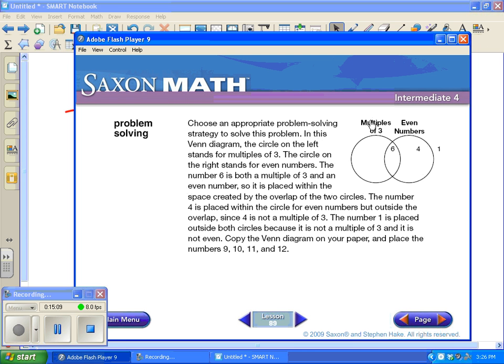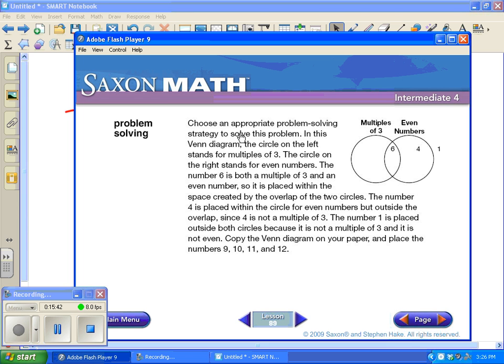Problem solving. Here we have a nice Venn diagram. Let's read the labels first of all. We've got multiples of 3 fit inside this circle, and even numbers fit inside this circle. So you can see so far we have example 6 is a multiple of 3. That means when you count by threes, you're going to say 6 at some point. And 4 is an even number, but it's not inside the multiples of 3. You do not say 4 when you're counting by threes. And 1 doesn't fit into either one of these categories, okay?